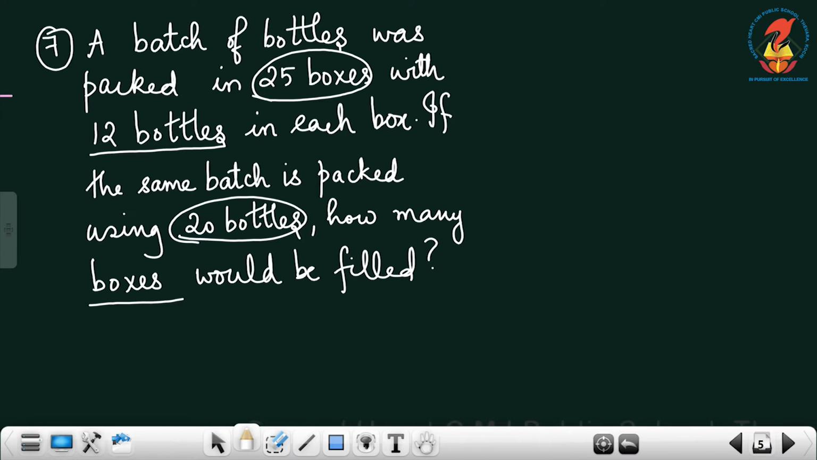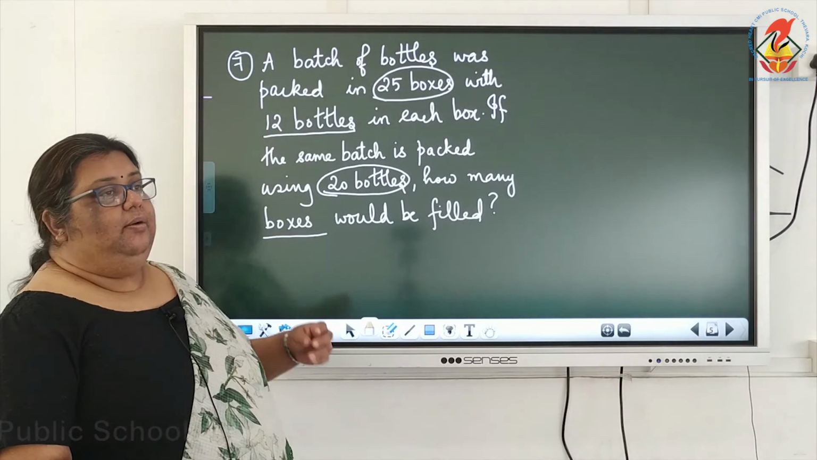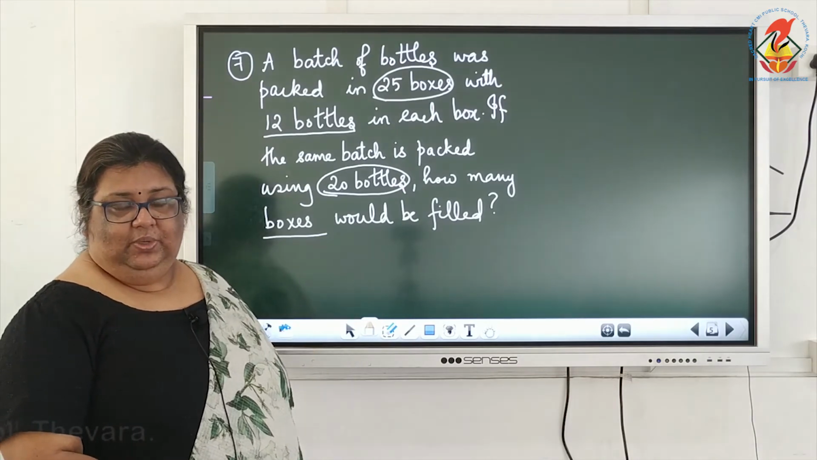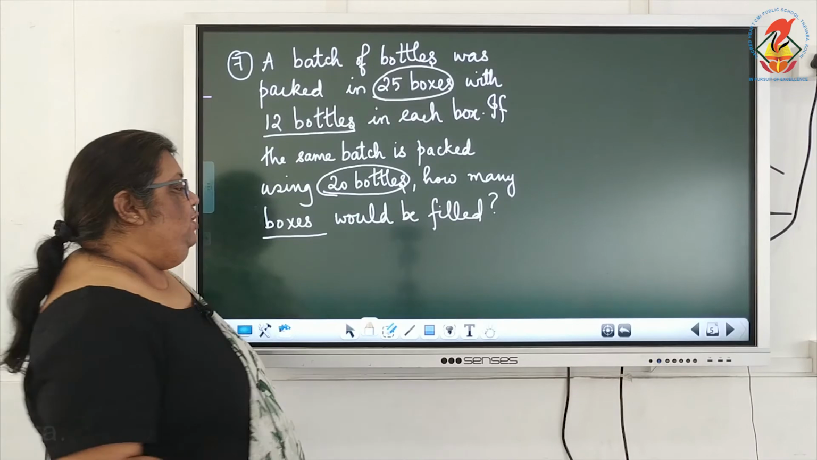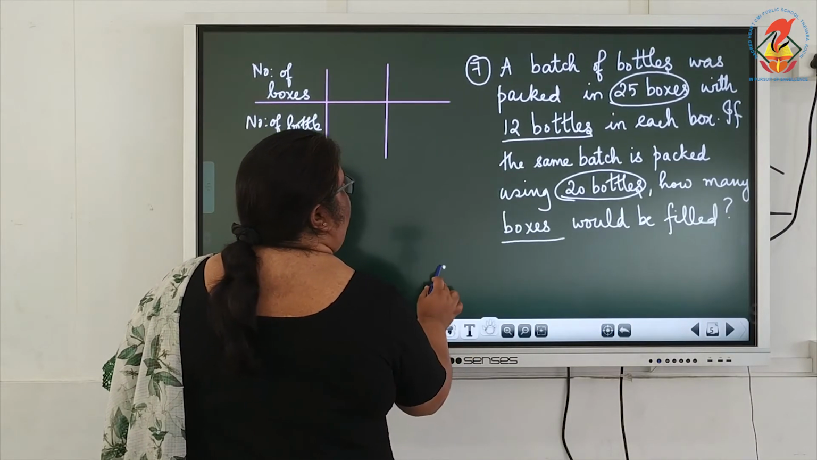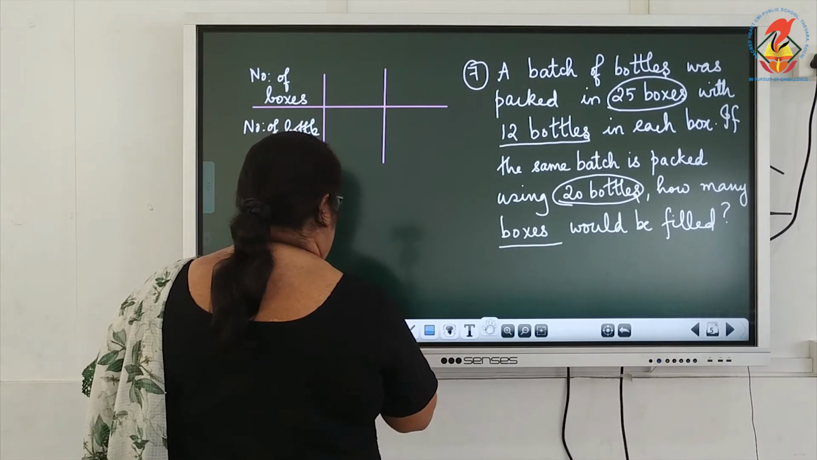So, there are 25 boxes, each box contains 12 bottles. If the same batch is packed using 20 bottles, how many boxes are required? As the bottles are increased in a box, the number of boxes will decrease. So, it is an inverse proportion, and we can write all this information in a table and find out.